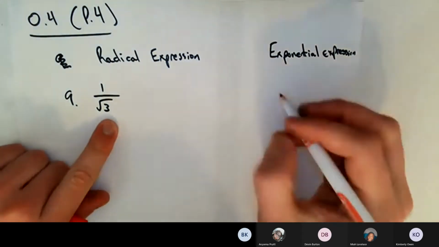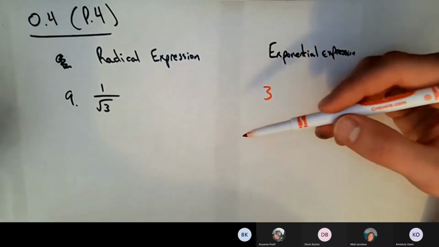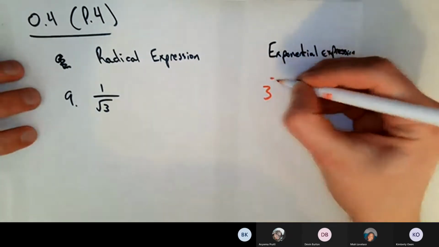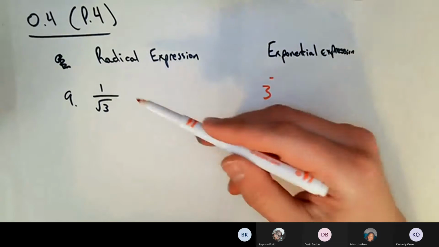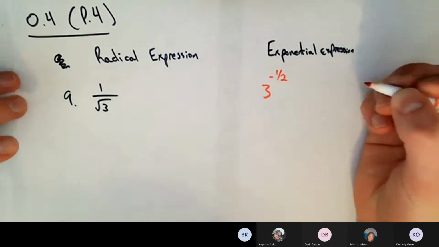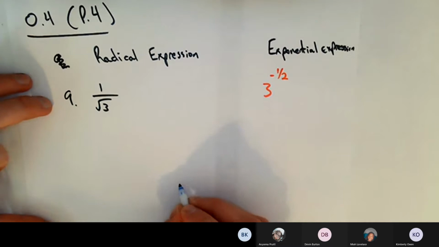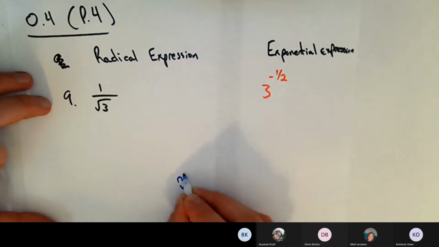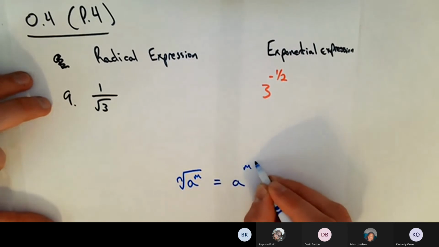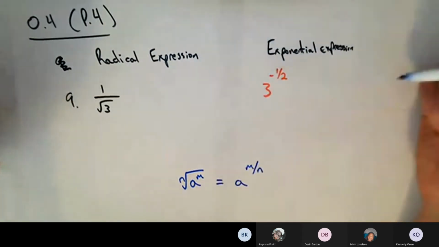What I should have is the number under the radical, 3, raised to some power. Would it be positive or negative? Since the 3 is in the denominator, I should have a negative exponent. Also, since I have a square root, I need an exponent of 1 over 2. That's all coming from the rule that the nth root of some number a raised to the m is equal to a to the m over n. Now there's the extra thing here where ours is negative because the root is in the denominator.